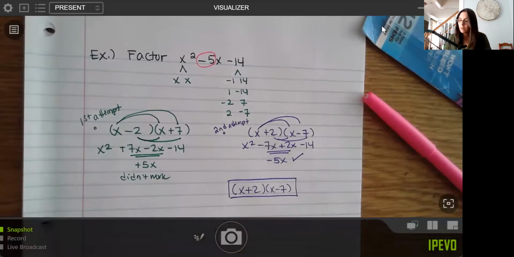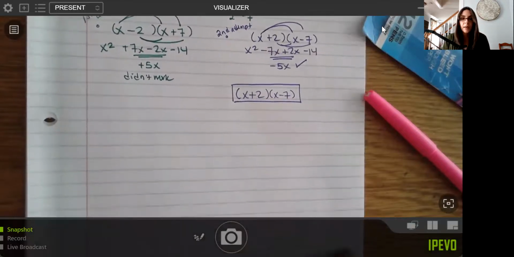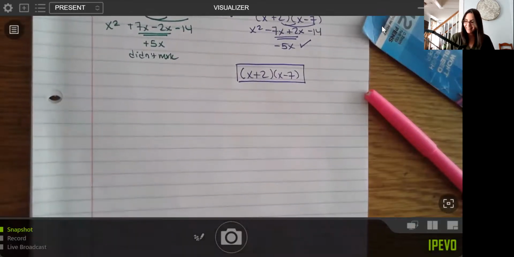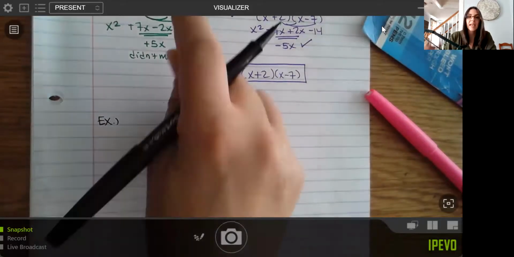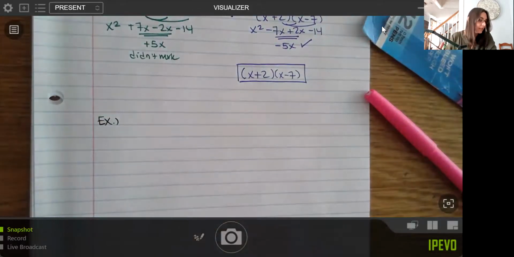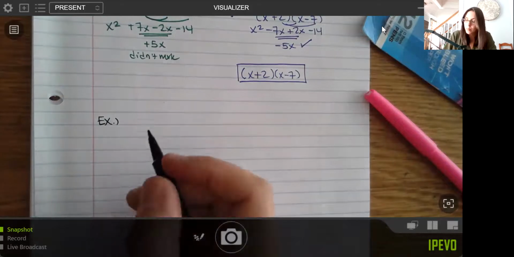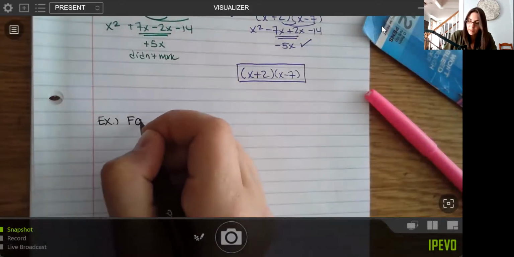Okay. Now, let's make it a little bit harder. When the first term is just x and x for your options, it's pretty easy. Maybe not easy is the right word, but you have fewer options, so it's a little simpler.